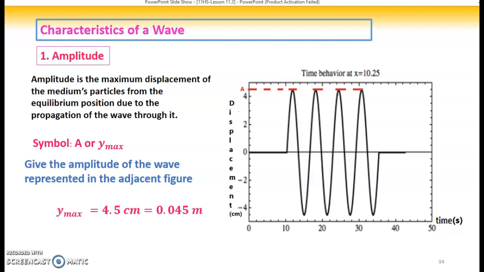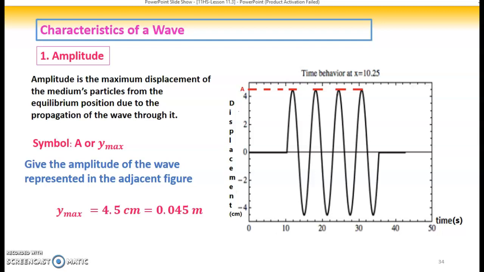Y max equals 4.5 centimeter, which is equivalent to 0.045 meter. We divide by 100 when we convert from centimeter to meter. So now how did I tell that it is 4.5?